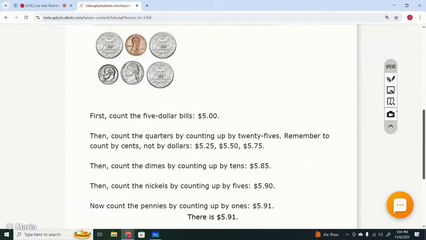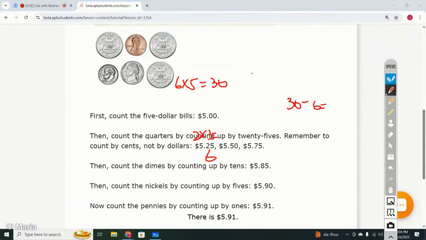So first thing is we need to count by quarters. We have one, two, three quarters, right? So the quarter is 0.25. We can count it by 0.25. So it is 0.25 plus 0.25 plus 0.25. That makes 5.75. The correct option is 5.75.